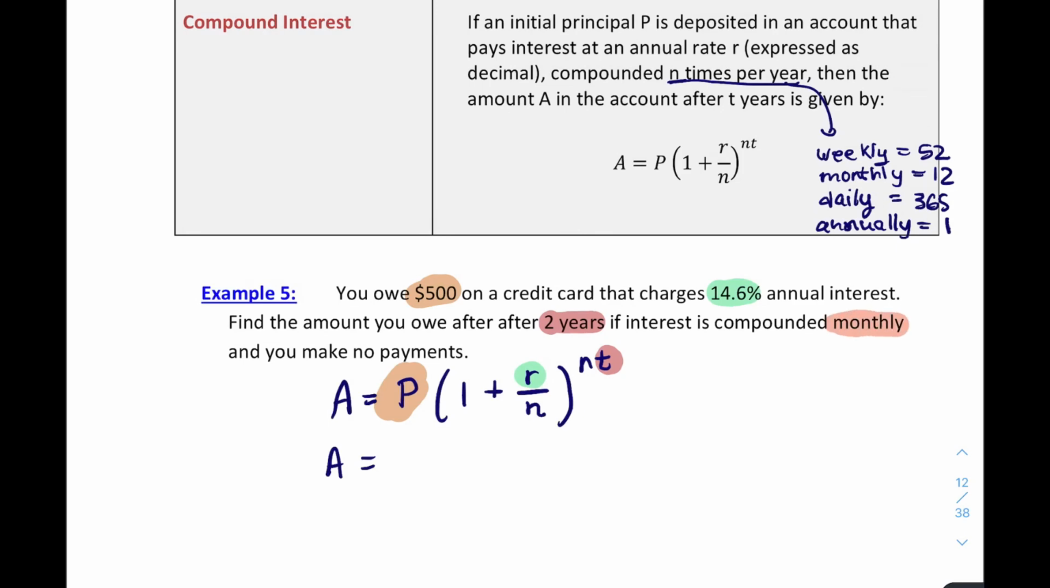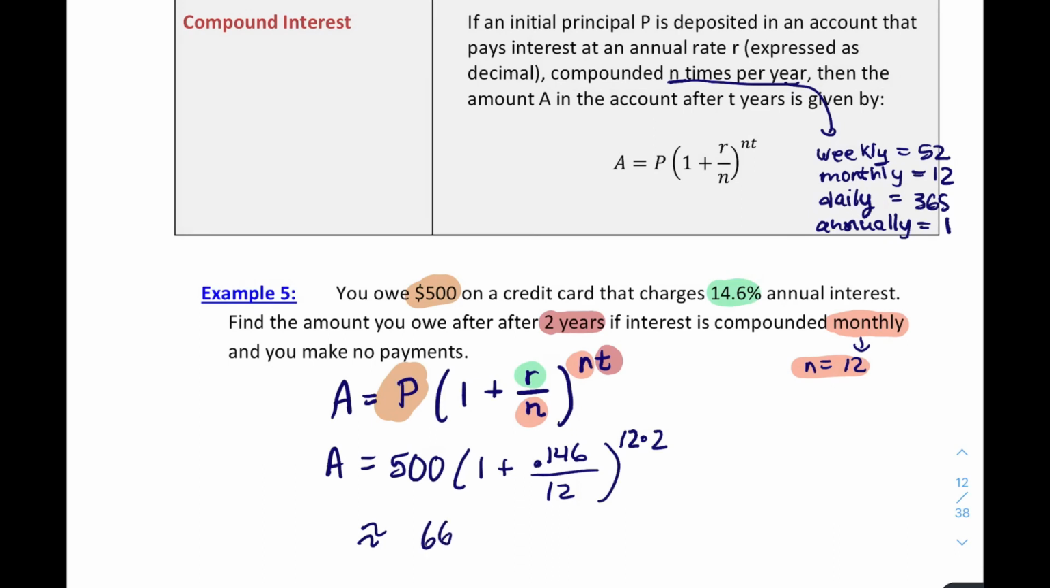So compounded monthly means it's going to get compounded 12 times per year. So in my formula down here, my value for n is going to be 12. So if I plug in everything that I've identified, it's going to look like 500 times 1 plus, I'm going to go ahead and change that to a decimal, 0.146 over 12 raised to the 12 times 2 power. And again, when you plug that in your calculator, be super careful. Also put parentheses around that exponent, the 12 times 2, or make sure you multiply it in your head and get 24 first.